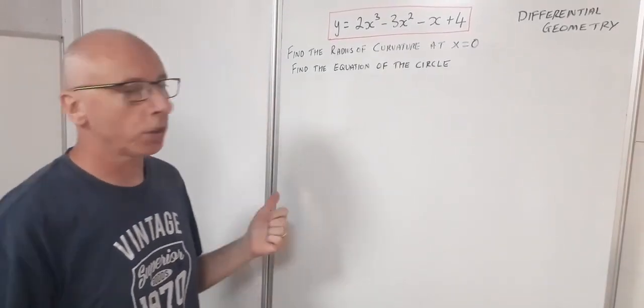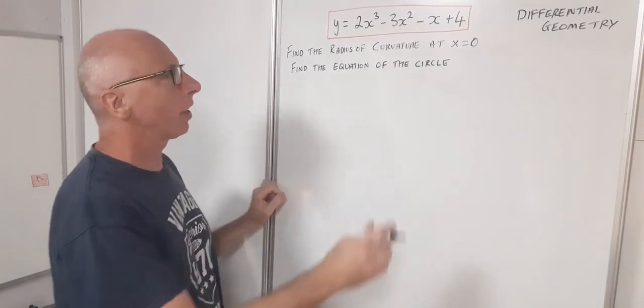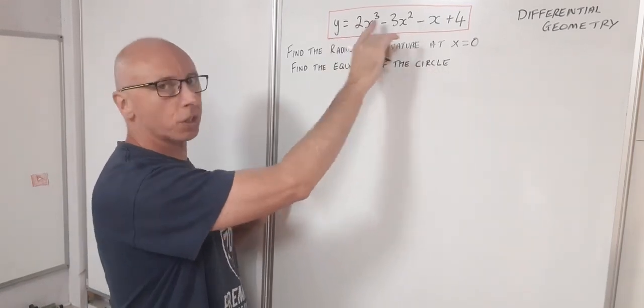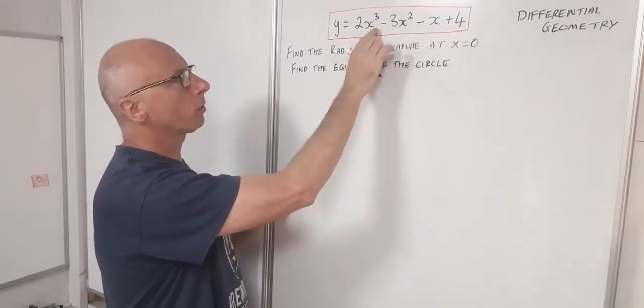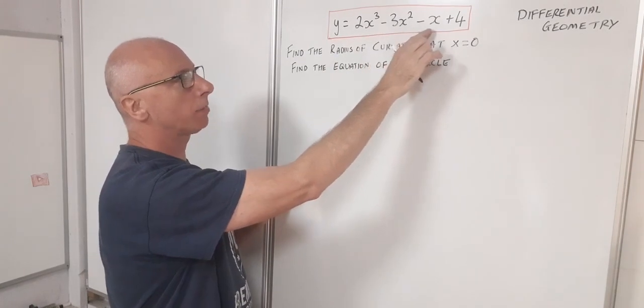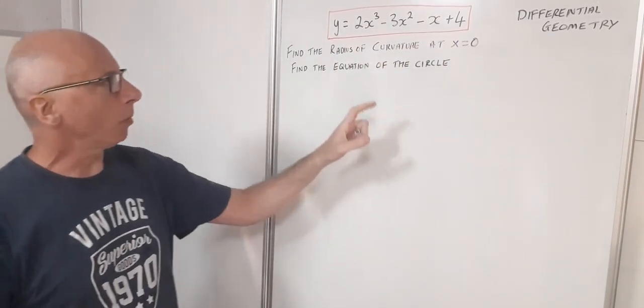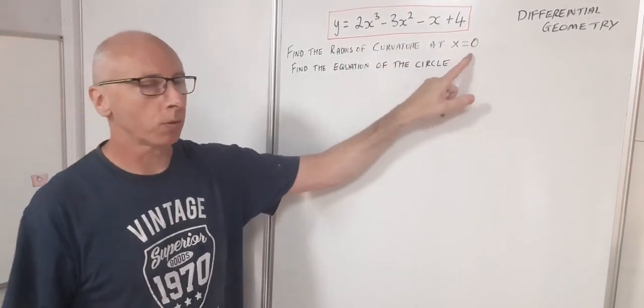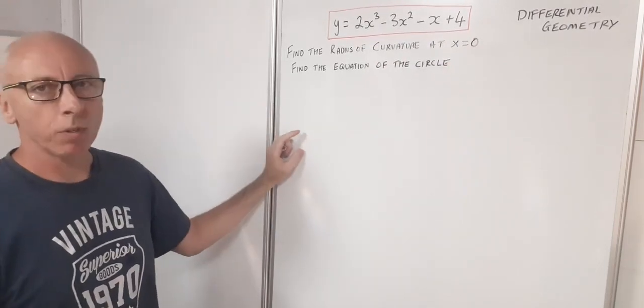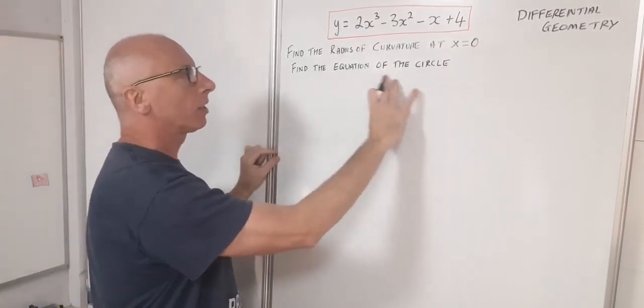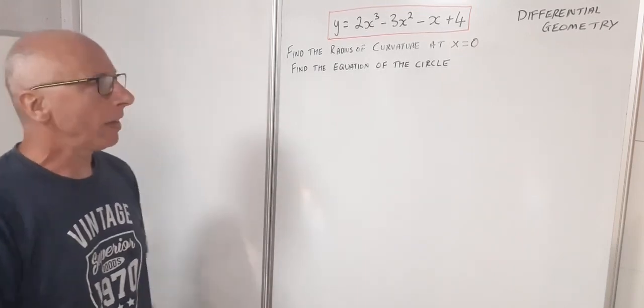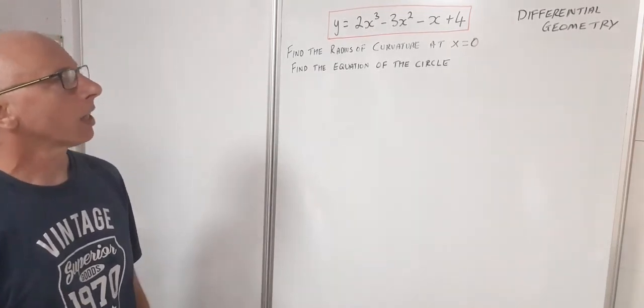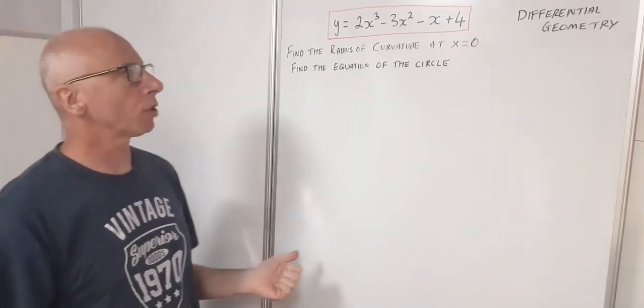So in this question we're going to use differential geometry to find the radius of curvature of this cubic equation here. So y equals 2x cubed minus 3x squared minus x plus 4. And we want the radius of curvature at the point where x equals 0. When we've got that radius, we want to find the equation of the circle that radius makes. So we're going to use differential geometry.